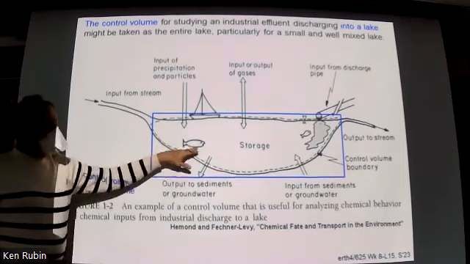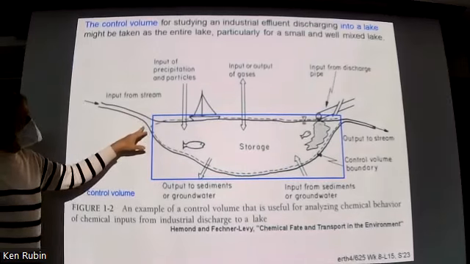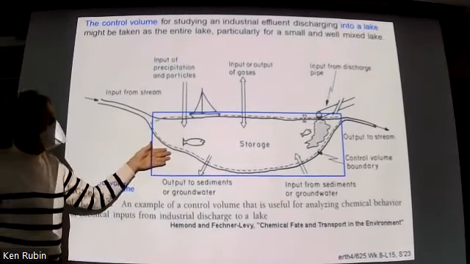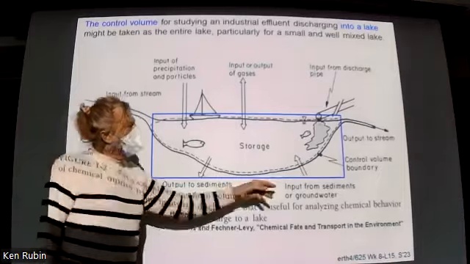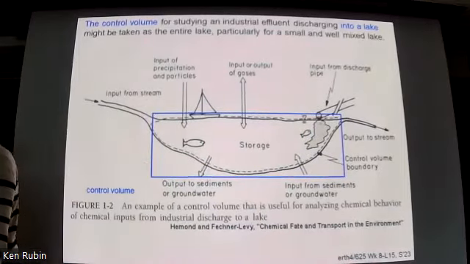Interactions at the bottom that are happening with sediments. You have inflow coming in from a river. You could also obviously have groundwater inflow. It's not shown on this diagram. Output from a stream, and in this case, there's a single point source of contamination coming out of a pipe.